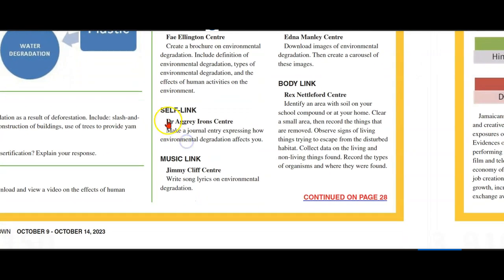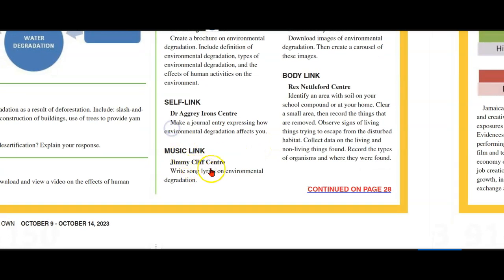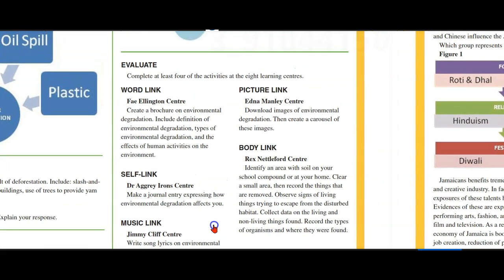Self-link, Dr. Agri-Irons Center, it says, make a journal entry expressing how you feel. No, not how you feel. How environmental degradation affects you. Well, I guess you could talk about how you feel, right? Music link, the Jimmy Cliff Center. We can write song lyrics on environmental degradation.